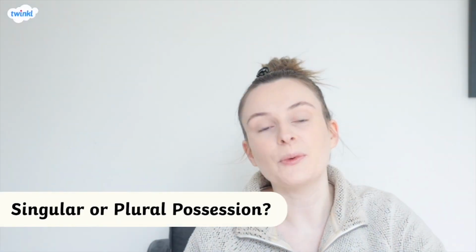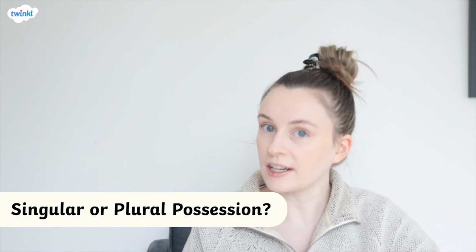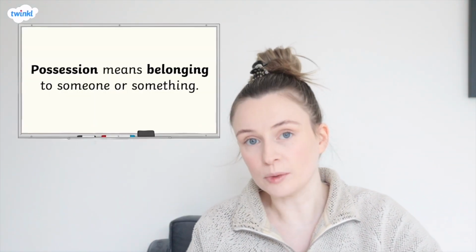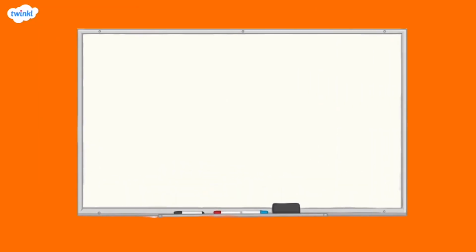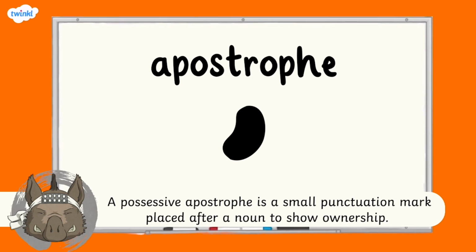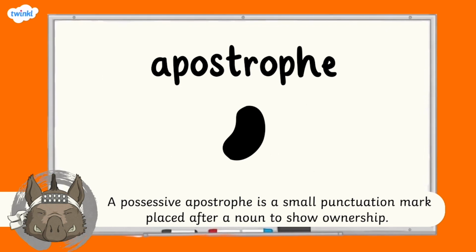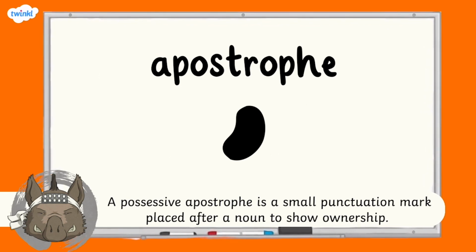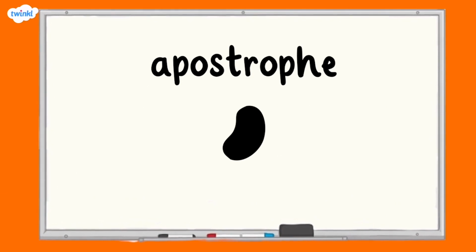In this video, we're going to be looking at singular and plural possession. Possession means belonging to someone or something. An apostrophe for possession shows ownership. A possessive apostrophe is a small punctuation mark placed after a noun to show ownership. It is written near the top of a line of writing.